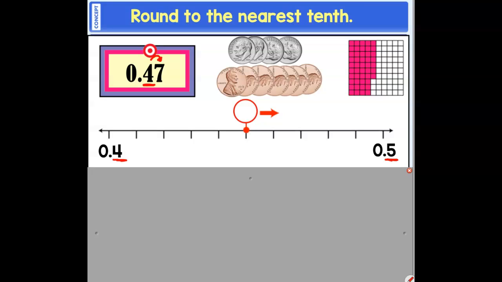7. 47 cents is closer to 50 cents. That would be here. Look at, I'm only 3 more hundredths away from 50 cents. So I would round up to 0 and 5 tenths. This would be the closest tenth.